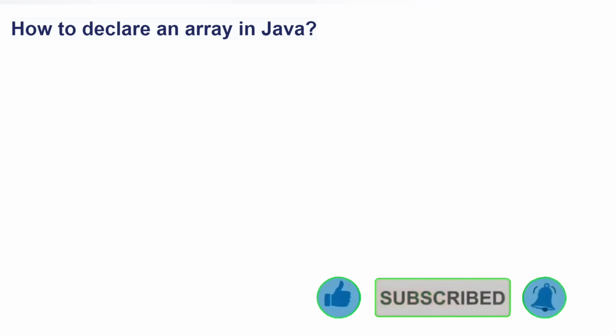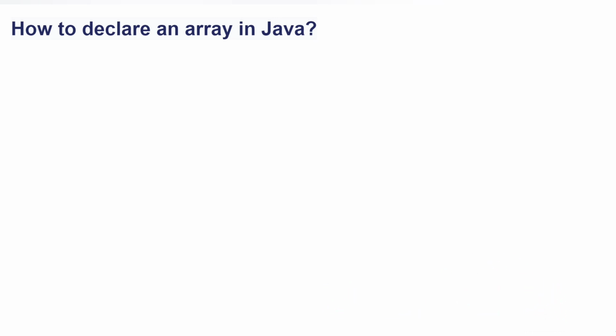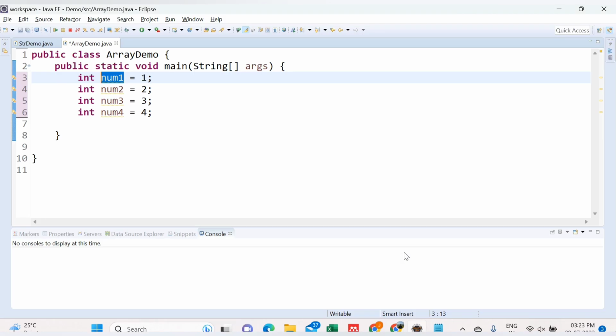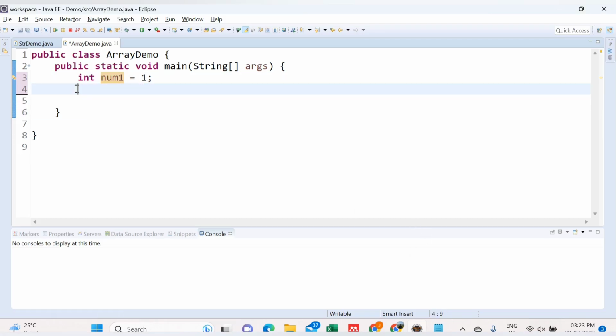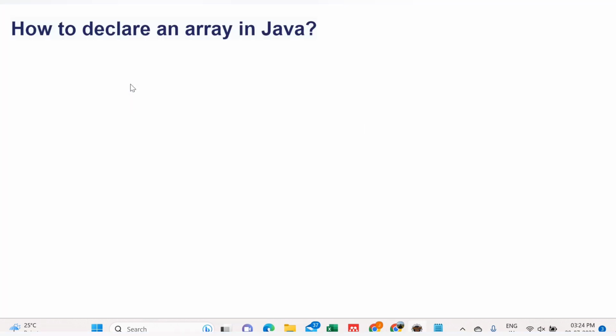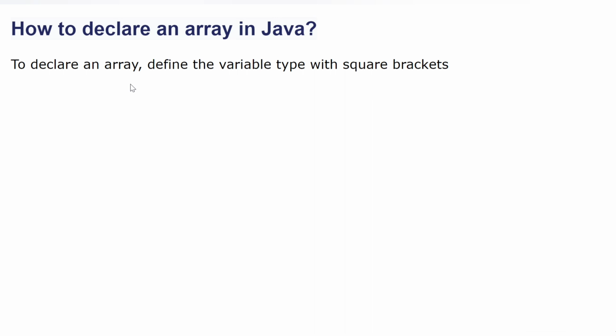So how do we declare an array in Java? We have understood the theory, why we need to use an array and the benefits of using one, but how do we declare an array in Java? Here let's remove this part. We only declare one integer. In a similar way you can declare an array as well, but there is a slight difference here.